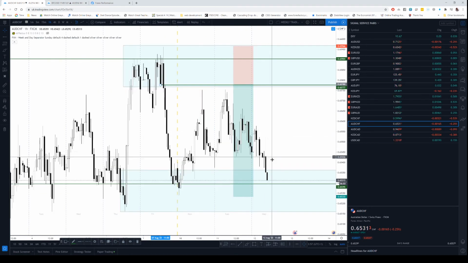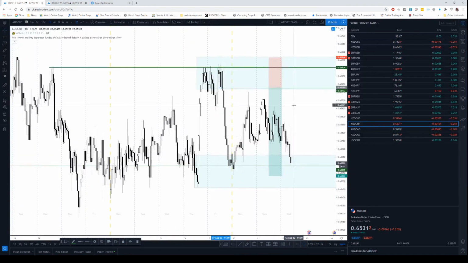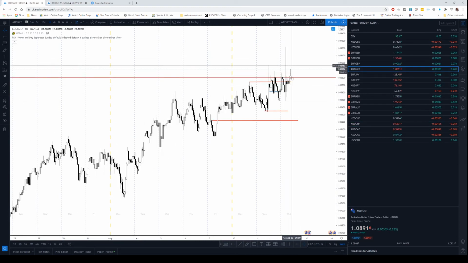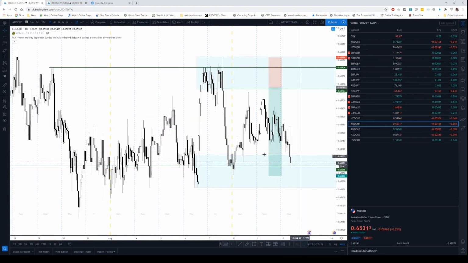Even though we are dropping, I don't think we are going to break this, unless we do get some weakness in the Aussie. But because you have no weakness in the Aussie, this thing might stay sideways, so better to stay out.